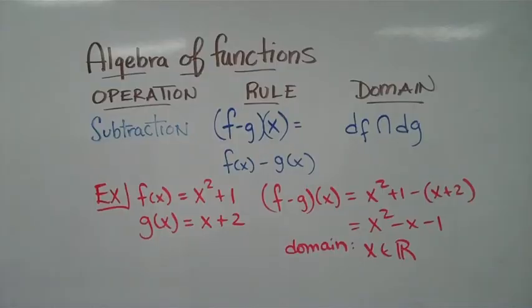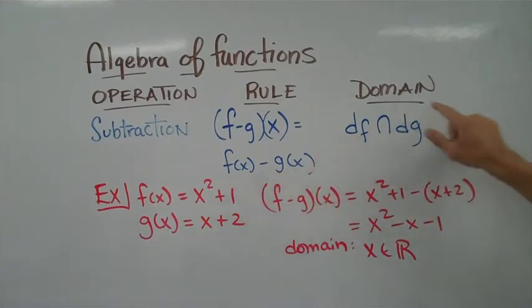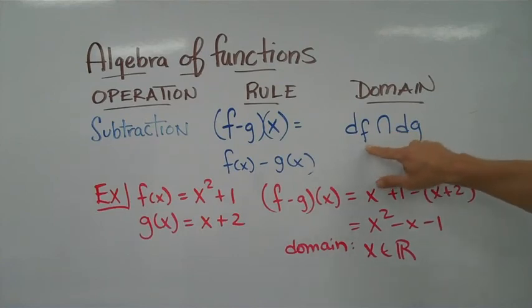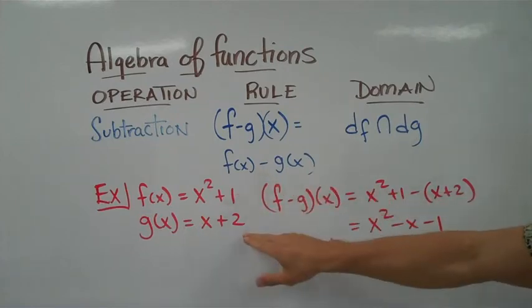For subtraction of functions, we have (f − g)(x), which is simply f(x) − g(x). And again, our domain is where the domain of our f function and the domain of our g function intersect. For example, f(x) = x² + 1 and g(x) = x + 2.